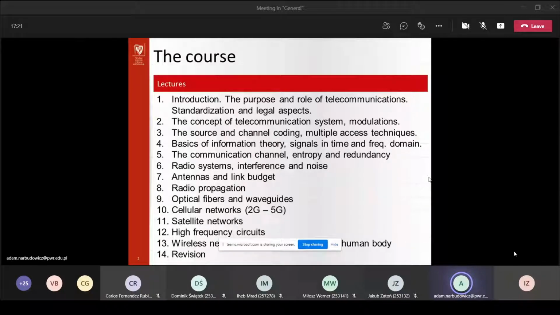Done in much more intuitive way back then. Okay, and then the second lecture, which will also take place today, is trying to talk a little bit abstractly about what is the telecommunication system, basically how we can model the telecommunication, what is needed, why, and most importantly, we'll also talk about modulations.